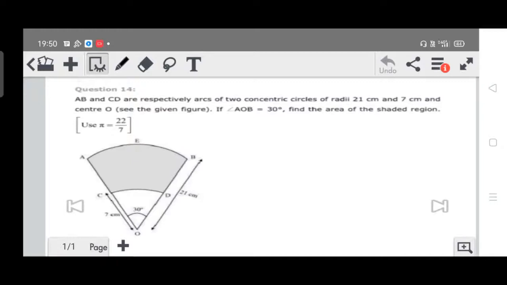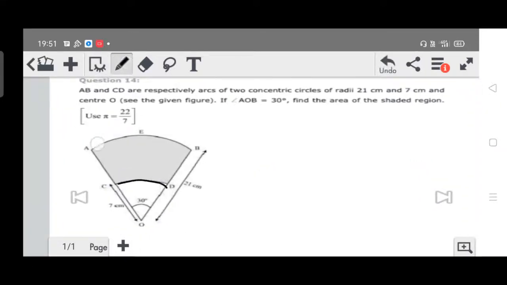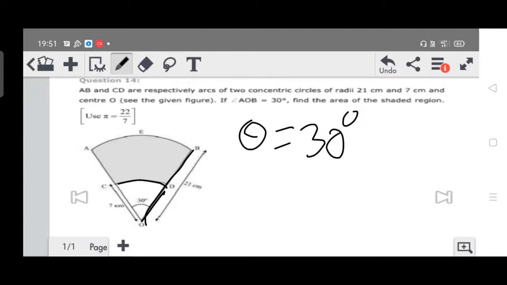Fourteenth question: AB and CD are respectively arcs of two concentric circles of radii 21 centimeter and 7 centimeter. Here AB and CD are arcs of the circle, so it is given that these are two sectors with angle 30 degree, theta is 30 degree. If AOB is 30 degree, find the area of the shaded region. Here we need to find out the area of the smaller sector and the area of the larger sector. Then on subtracting, we will get the area of shaded region.